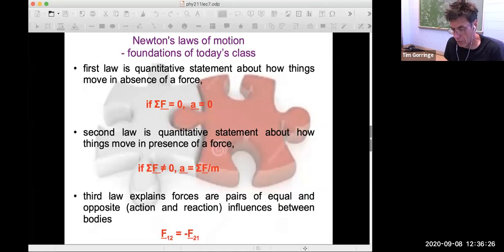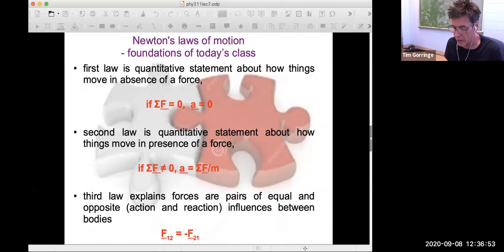Okay, third law of motion. The third law of motion is the statement, the fact that forces always come in pairs. Forces always come in couples. There are no single forces. If object 1 exerts a force on object 2, then object 2 exerts a force back on object 1, and we call that action and reaction.